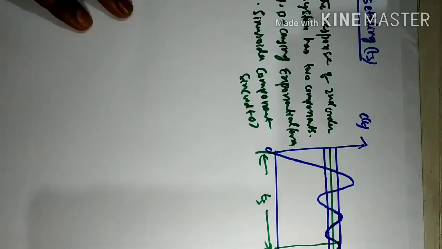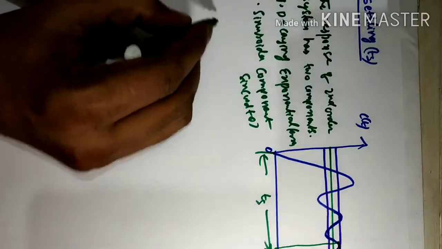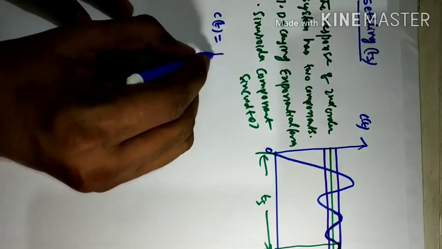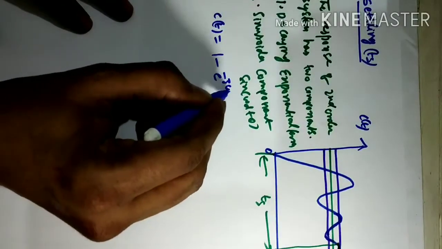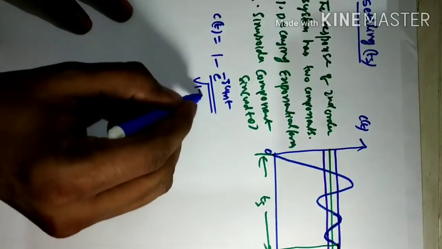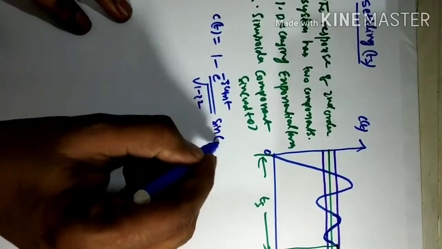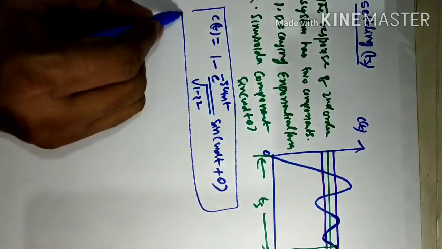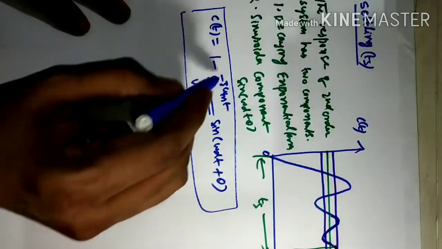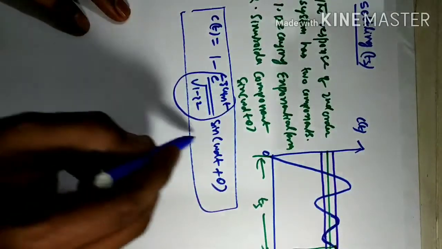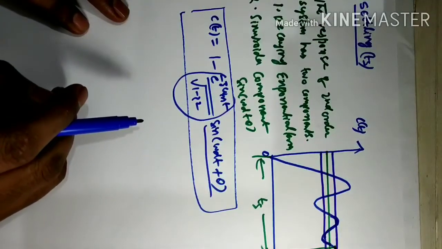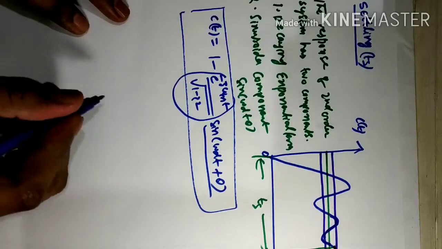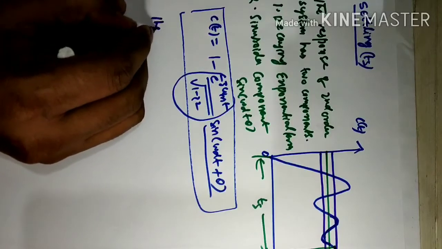Okay, so what is the second order response? Your second order response is c of t equals 1 minus e raised to minus zeta omega n t by root 1 minus zeta square, sine omega d t plus theta. So this is the second order response. It has two components. The first component is the exponential component, the second one is the sinusoidal component.